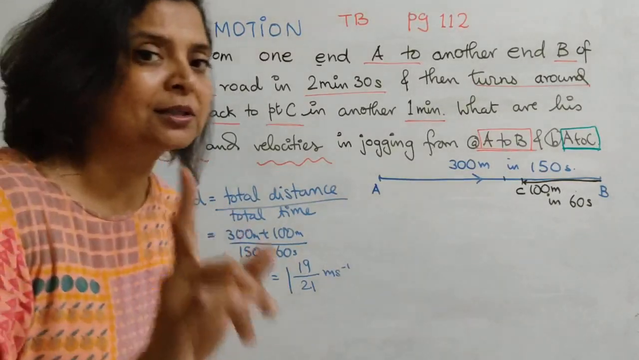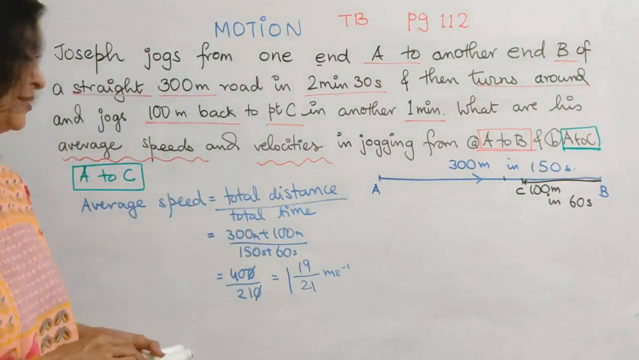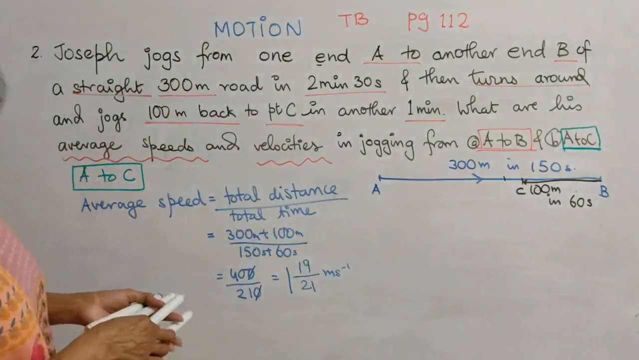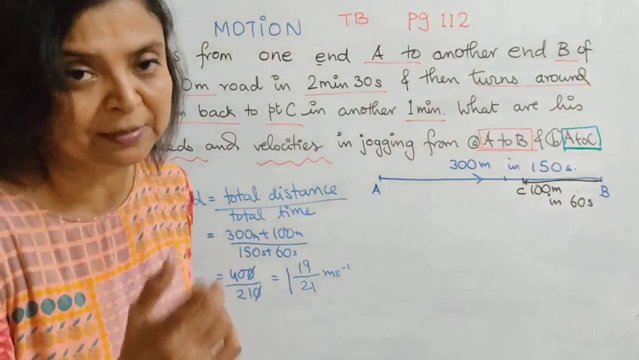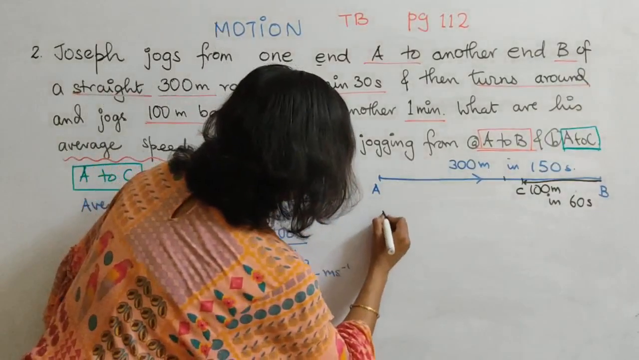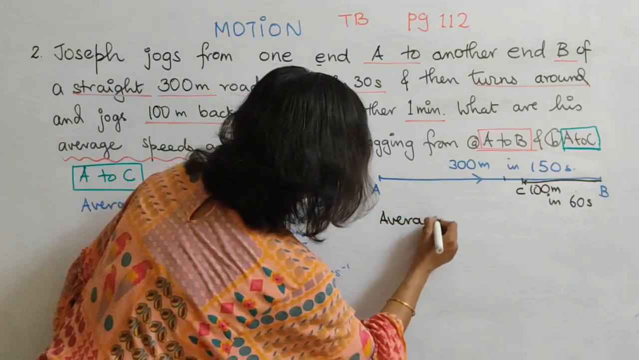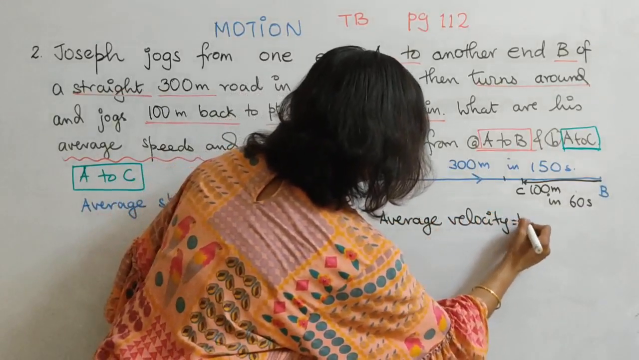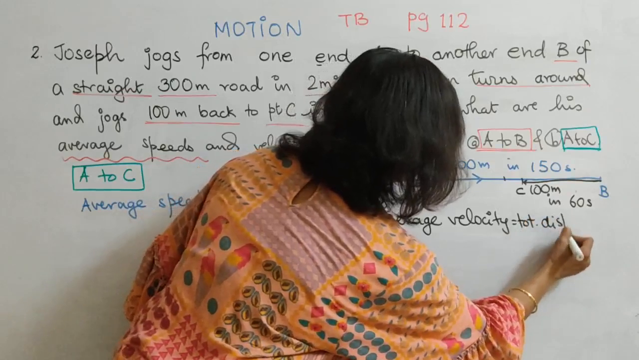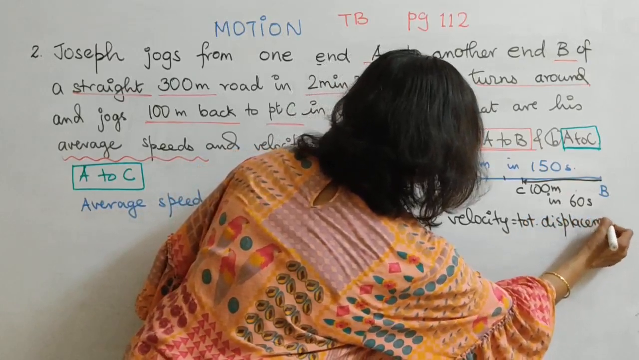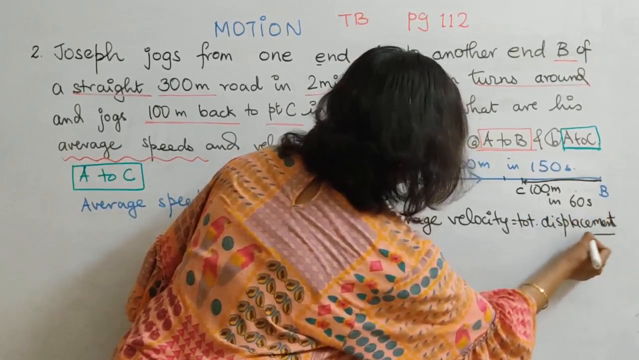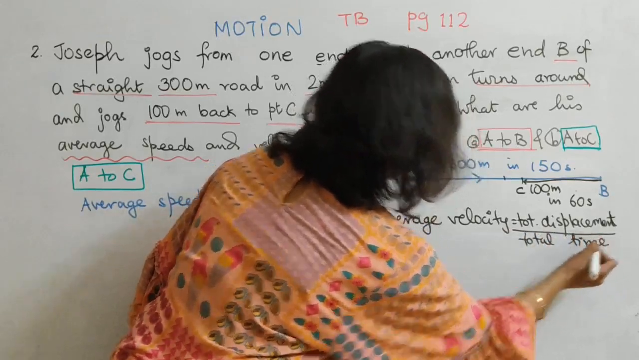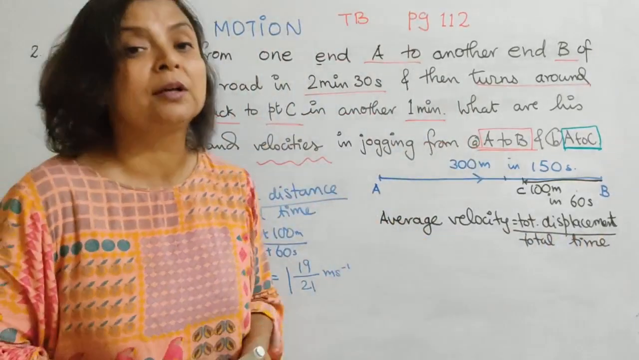But for average velocity, we need to rack our brains. I'll do it with black. So what was average velocity? Total displacement upon total time. So average velocity was total displacement upon total time, right? Now we need to think, what is total displacement?